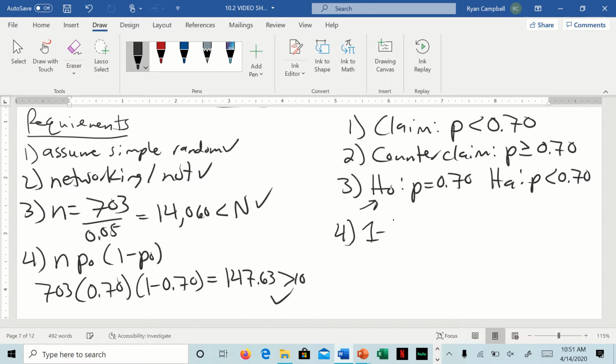So our test is going to be 1 prop z-test, right? Because we're doing a test of a proportion. So P naught is going to come from H naught, so that's 0.7. X is the number of successes.